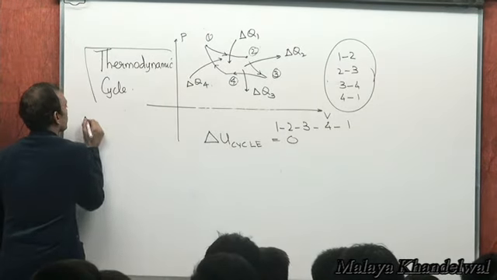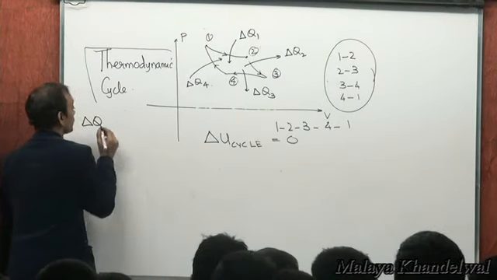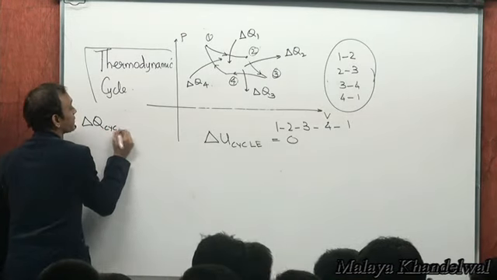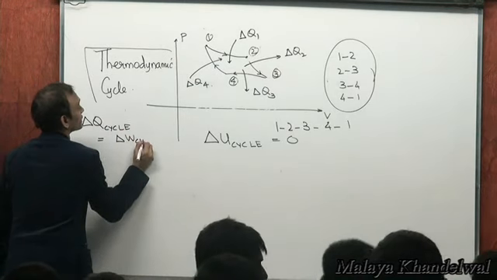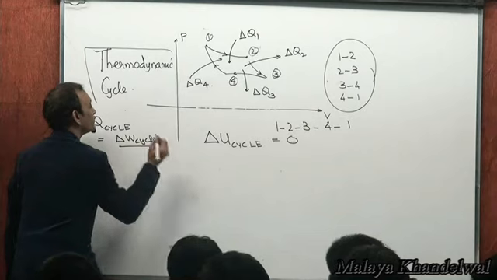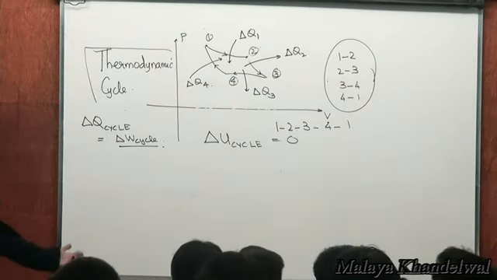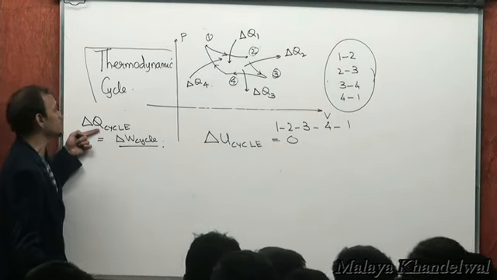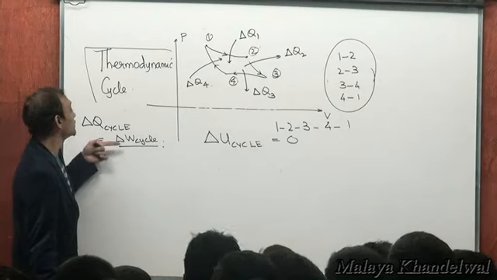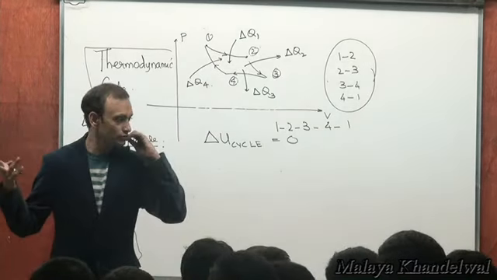Now, since delta U is 0 in a full cycle, the net heat supplied in a cycle must be the net work done by the cycle. The net work output of the cycle will be equal to the net heat supplied, because change in internal energy is 0 during a full cycle, right? So all the heat that is supplied to a cycle for a full cycle is completely consumed in doing mechanical work for the cycle, right?